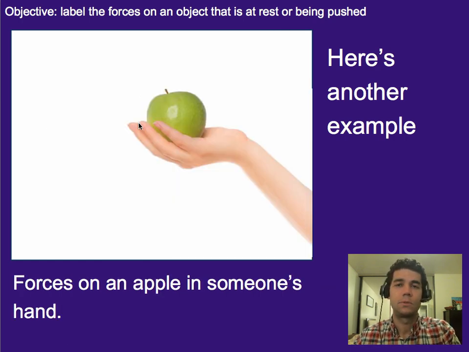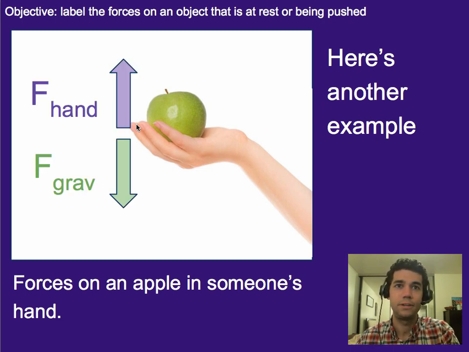One last example. Why don't you pause and see if you can figure out what the two forces on this are. Hopefully you paused. Alright, welcome back. So the forces on this apple: again, we've got the force due to gravity pulling it down, and the force from the hand pushing it up. So anything sitting still, or resting on something, usually has two forces on it: the force of weight, assuming it's here on Earth or on some planet at least, and then the force of whatever it is that's supporting it.